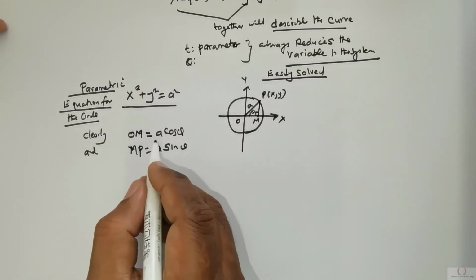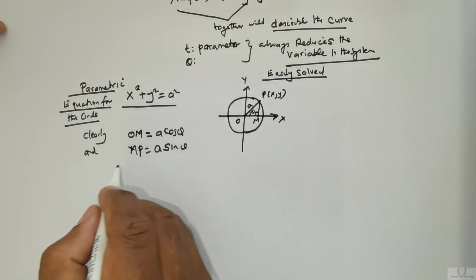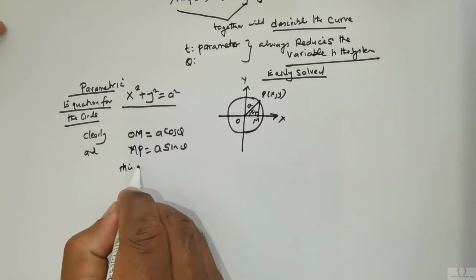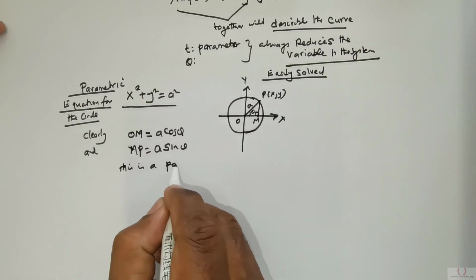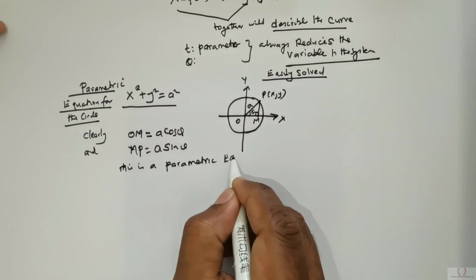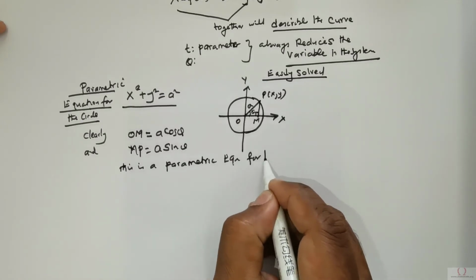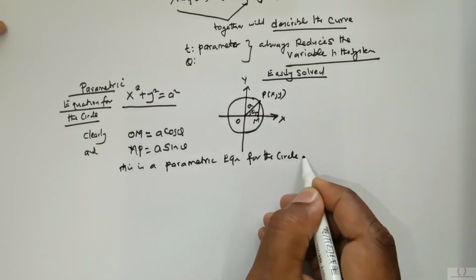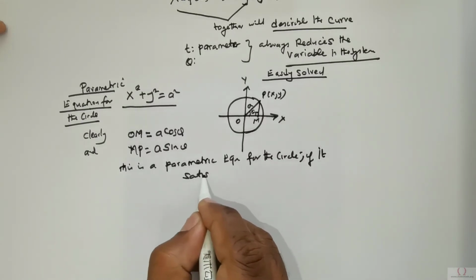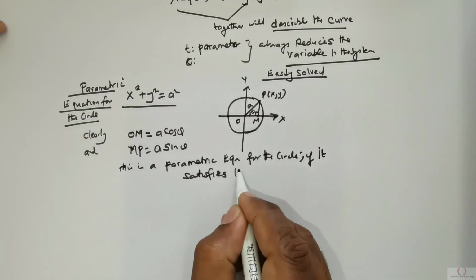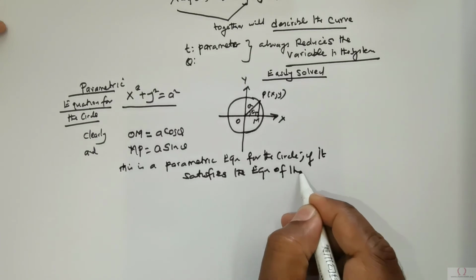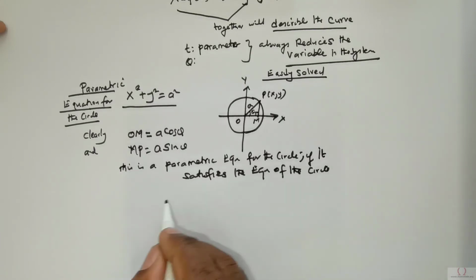Now this can be a parametric equation. In fact, let me write it down. This is a parametric equation for the circle if it satisfies the equation of the circle. So that is the necessary condition.